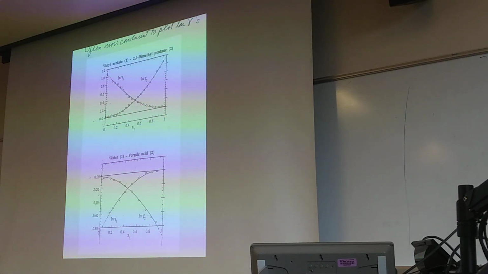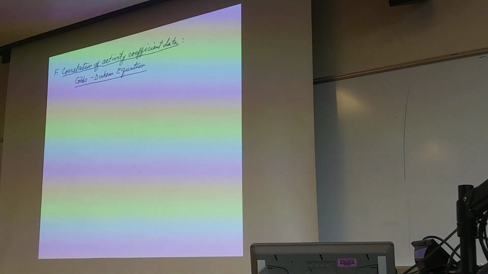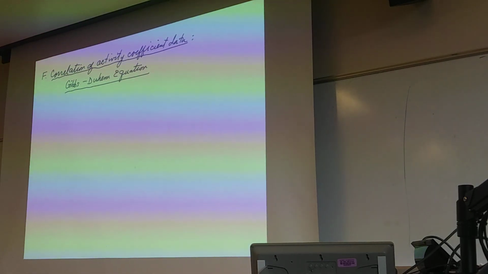In fact, I think we can see that right now. And that is the correlation of activity coefficient data using the Gibbs-Duhem equation. And the idea here is that what I said before is that there is a relationship between gamma 1 and gamma 2. They're not just willy-nilly. You can't write one function and then another function. They must relate to one another in a certain way.